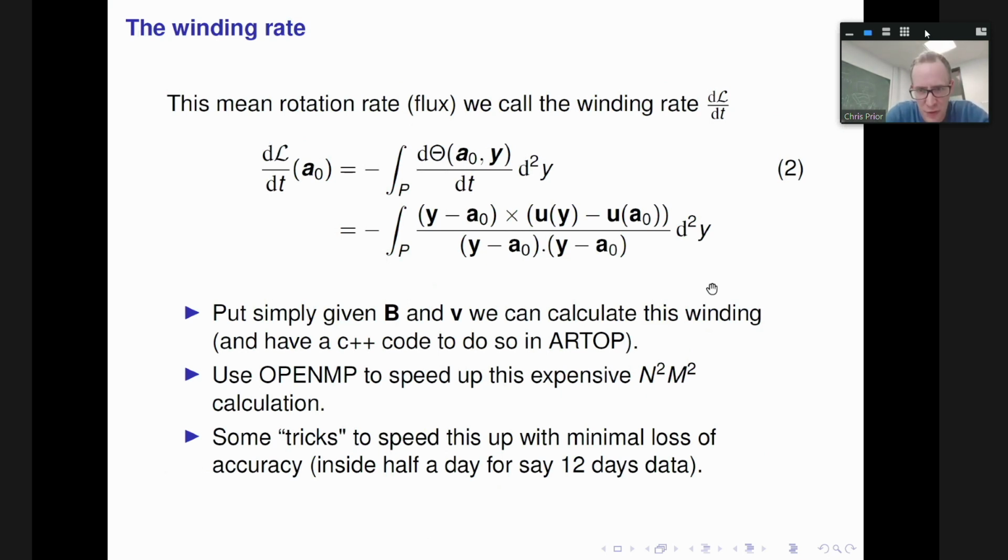I wouldn't worry too much about the formula. Essentially, all I'm saying is we're going to call this the winding rate, dL/dt. The L means linking, so it's how much they're linking around each other. And if I've got the velocity field and the magnetic field, I can calculate this quantity I talked about. And we've developed a code to actually do this calculation. Okay, so it's quite expensive, but we've got lots of tricks to speed it up.